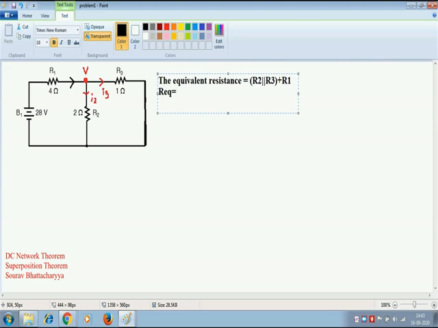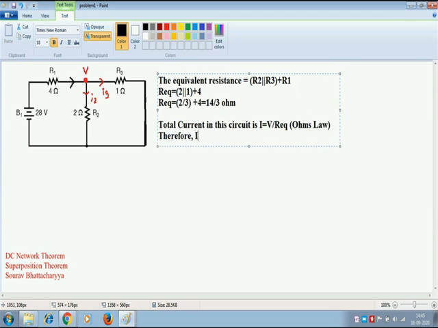So the 2 ohm resistance R2 and the 1 ohm resistance R3 are parallel. So you can say 2 is parallel with 1 ohm resistance, and the 4 ohm resistance is in series. Okay, 14/3 ohm is the equivalent resistance. Now we have to find the total current in the circuit. So total current I, the total current is 6 ampere.